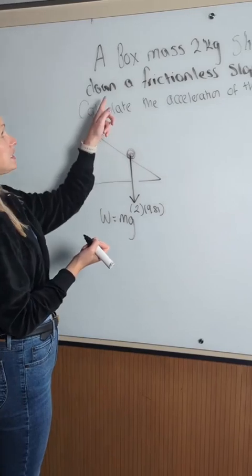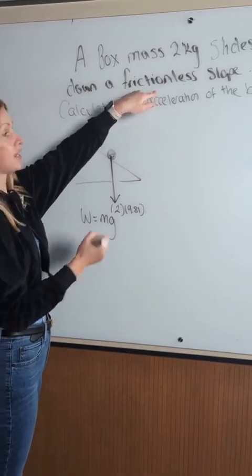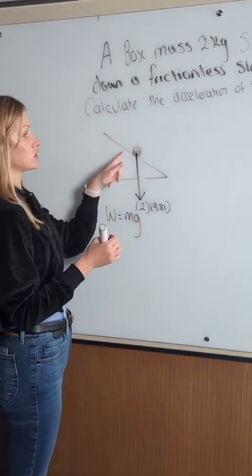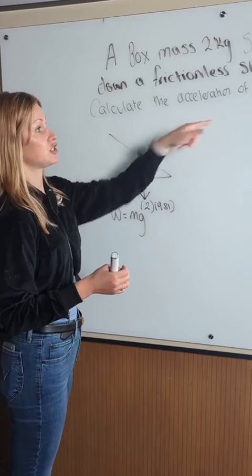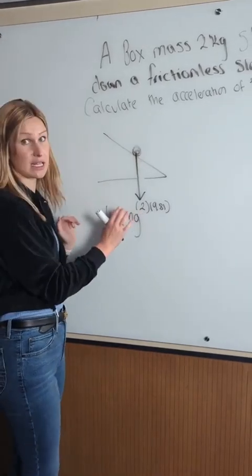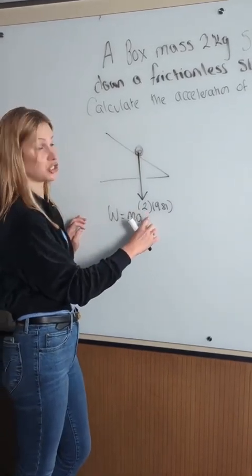Then it says it's on a frictionless slope, so I can ignore any forces trying to slow it down because there is no friction. And it says calculate the acceleration of the box. So the only force I have, like I said a second ago, is the downward force due to gravity.